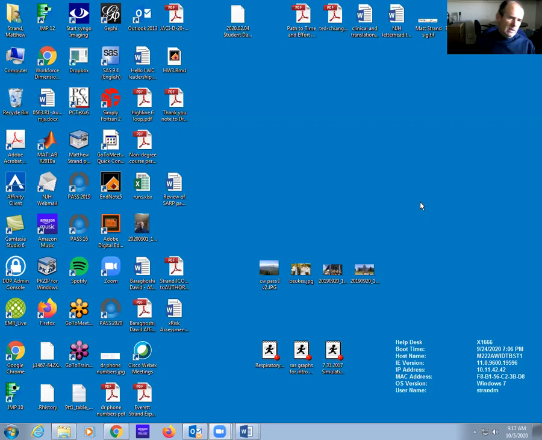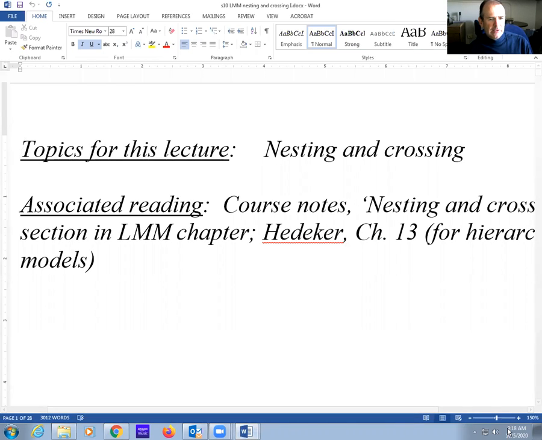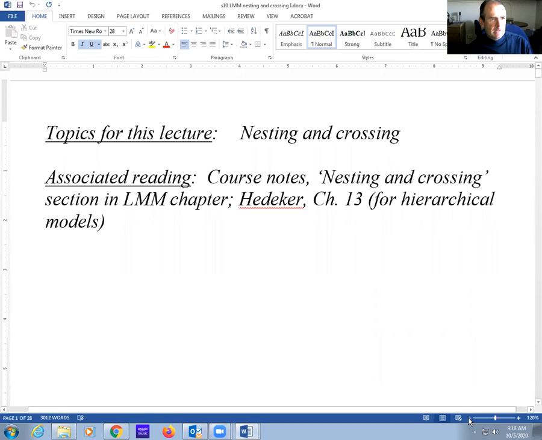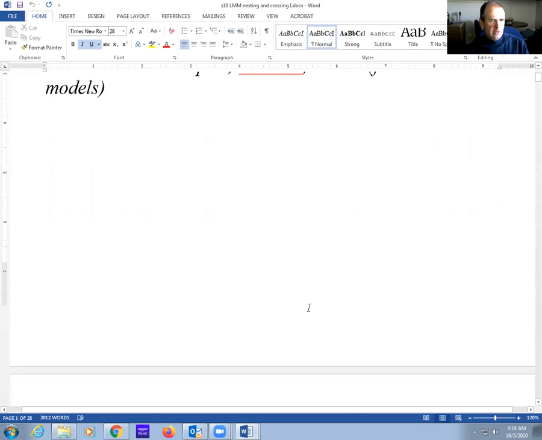So let's get into the notes for today, which is nesting and crossing. We're going to talk about what those terms mean in statistics. You hear those terms used a lot. We're going to talk about hierarchical models and more complex data structures and how we model that. There's related material in the course notes that you can look at.